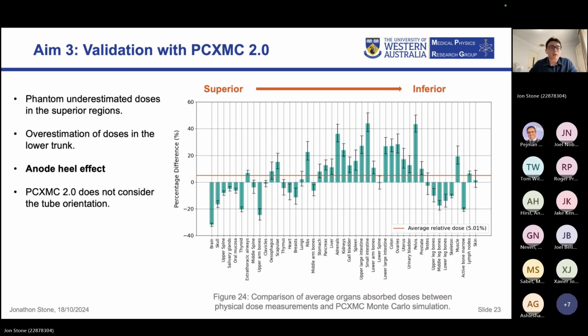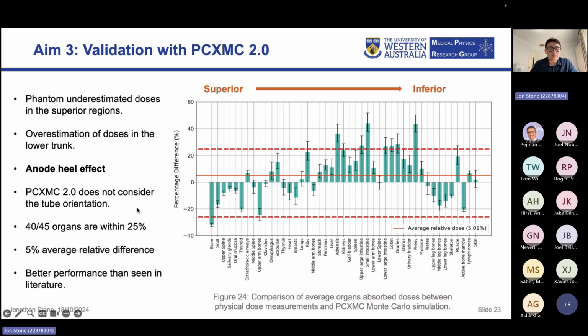So this was thought to be caused by the anode heel effect, because if you remember from the image before, the anode was on the head side of the phantom, which meant that the head side would receive a harder beam, which would reduce the dose, whereas the cathode side would have a softer beam, which would likely increase the dose. So the reason why this is different is because PCXMC doesn't actually consider the tube orientation. It only considers the tube anode angle for generating the spectrum, and not actually the different spectrum over the field size.